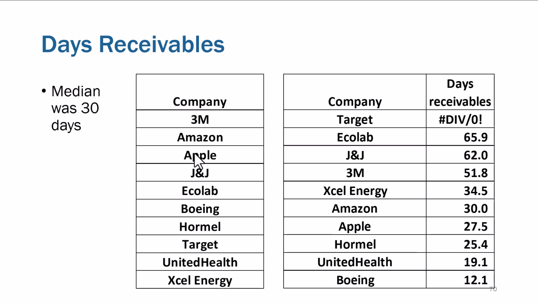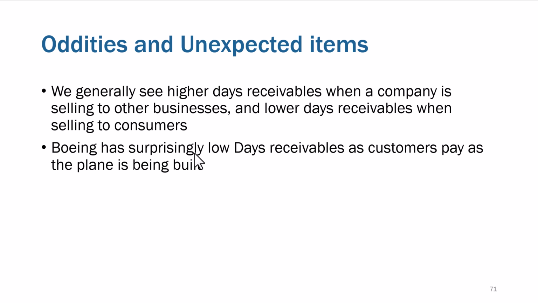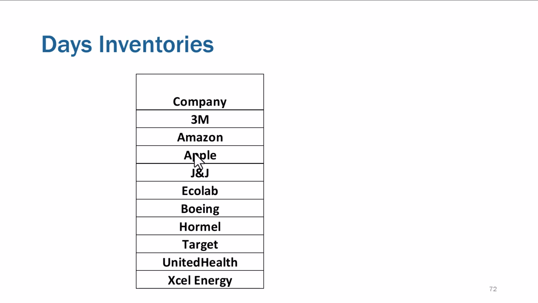But I oftentimes think of businesses, right? When a business is selling to a business like Ecolab or J&J or 3M, you're having higher days receivables. You're giving your customers more time to pay. Boeing, I would have thought that, I don't know what I would have thought with Boeing. I would not have thought it was that low. But what we're seeing is that Boeing has a low days receivables because its customers have to pay as the work is being done. So we generally see higher days receivables when businesses sell to businesses, lower if it's just businesses selling to individuals and requiring payment within 30 days. Days inventories.